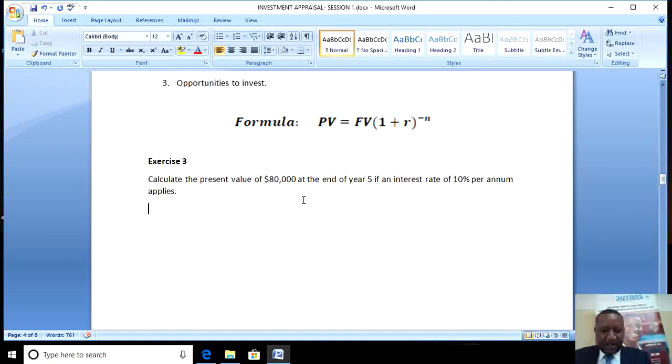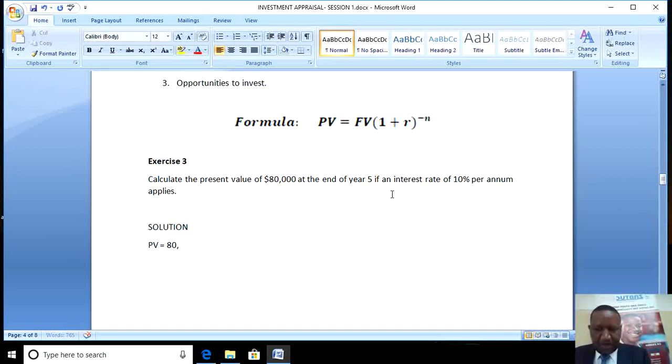So let's see. Solution. Calculate the present value of 80,000 at the end of year 5 if an interest rate of 10% per annum applies. So we need to discount 80,000 to some present value. So 80,000 received at the end of 5 years, how much is that equal to in the now terms? So what's the PV of that value? PV will be equals to the future value, 80,000.